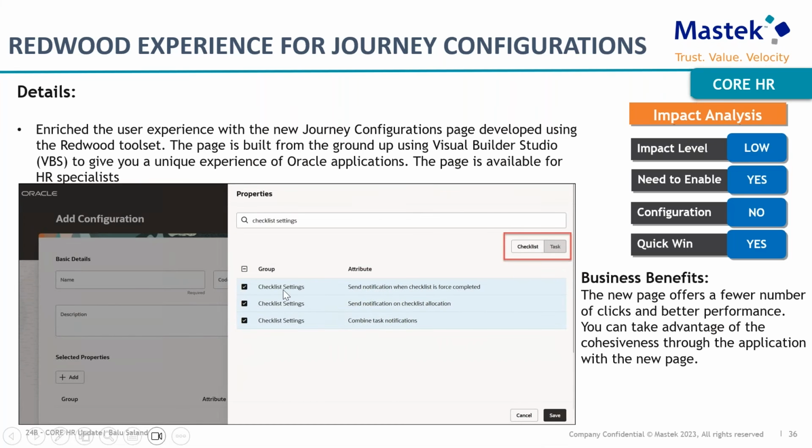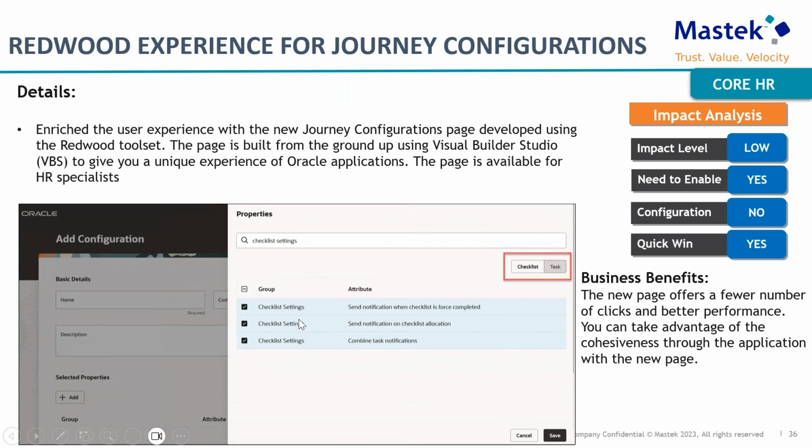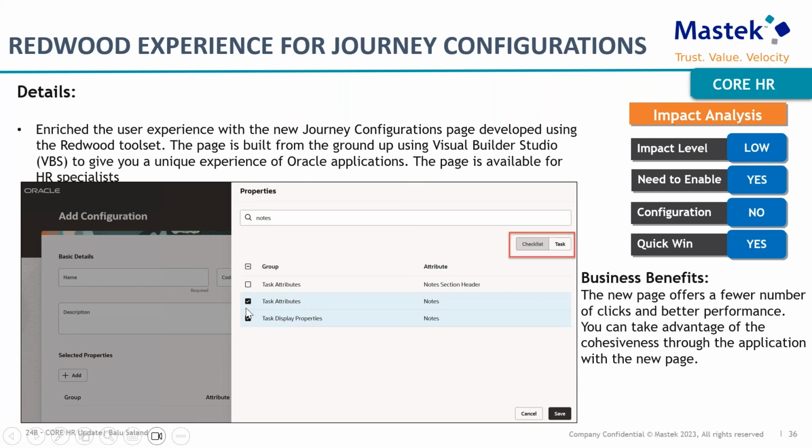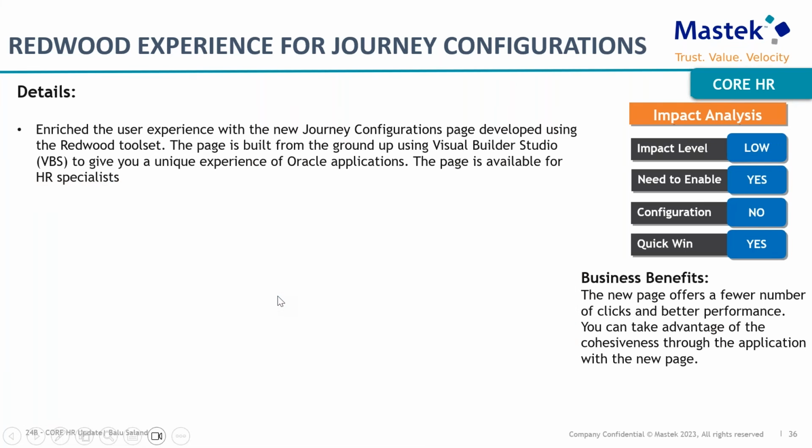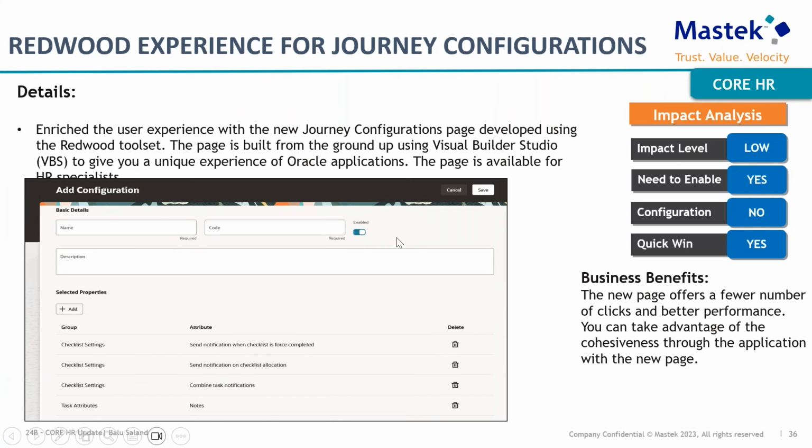and you add the properties for checklist settings and you add the properties for tasks as well. Up to the task level, you can add the configuration and you can see all the properties that have been added displayed here.